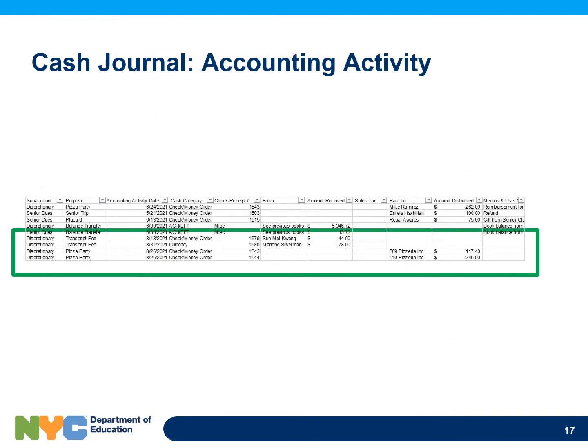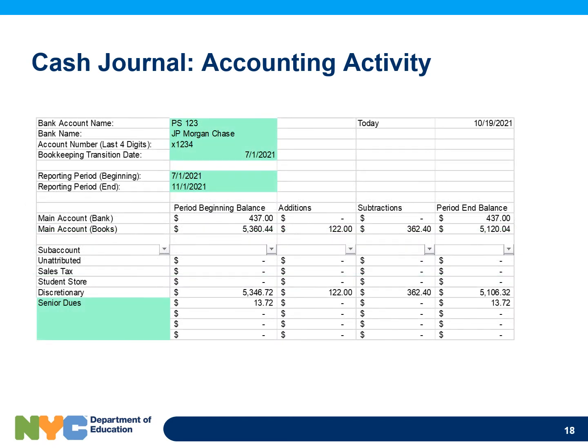After we have input the outstanding checks and initial transfer of funds, we can then proceed with entering all accounting activity as it occurs. In this example, there is no activity in July, but 2 transcript fees received in August, 1 paid with currency, and 2 checks issued for pizza. As the account activity is entered, the book balances for the sub-accounts update. Just make sure that the reporting period beginning and end date cover the period of interest.